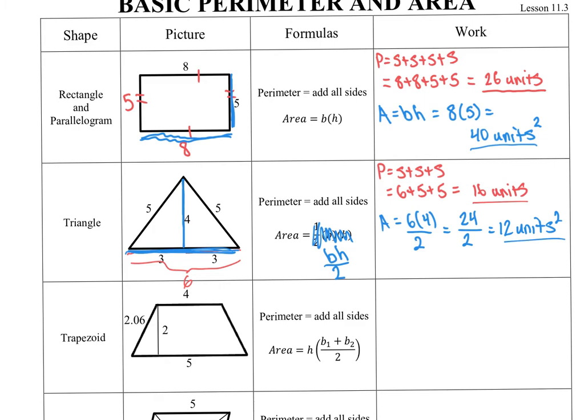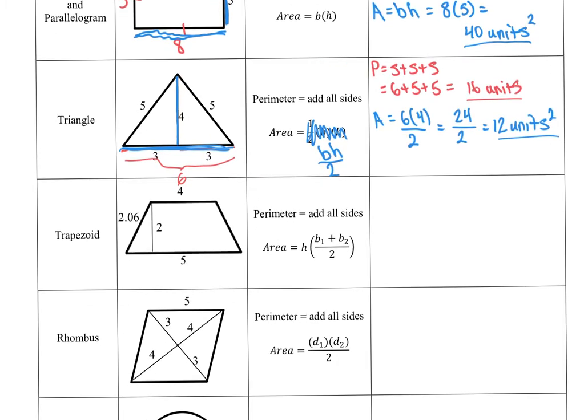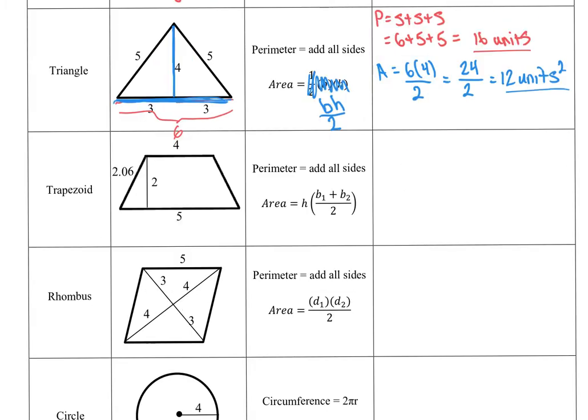All right, our next shape here is a trapezoid. This actually should probably be called an isosceles trapezoid, because we're going to say that this side is congruent to this side. So this is also 2.06 over here. Remember, isosceles means 2 congruent legs.